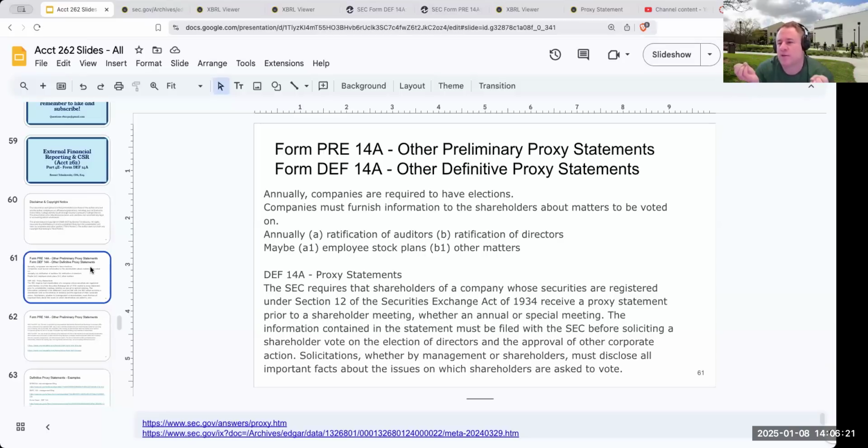Well, the proxy statement is basically how we annually elect directors. We're also going to ratify who the auditors are. And we might be doing some employee stock plans, and there may be other matters involved. So generally, this is what a proxy statement does. We're soliciting votes from shareholders. There's a lot within this process.